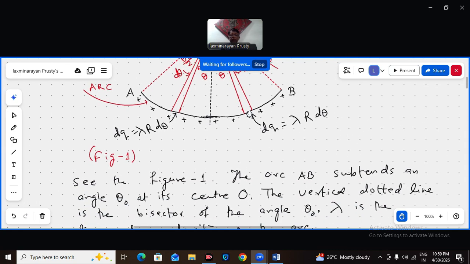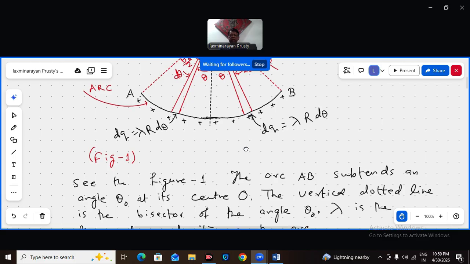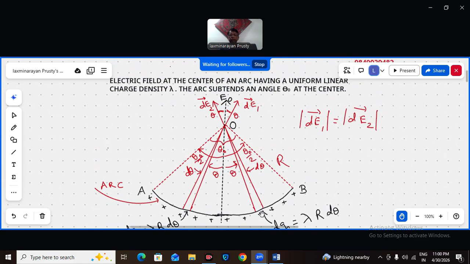Then how much charge will be there in this r d theta length? Lambda times r d theta. Here also, lambda times r d theta. This is dq. This dq, since d theta tends to 0, is almost a point, so dq produces a field like this, and this dq produces a field like this. So both of them make angle theta. This is theta, opposite angle theta. This is theta, opposite angle theta. So both dE1 and dE2 make angle theta with the bisector line.